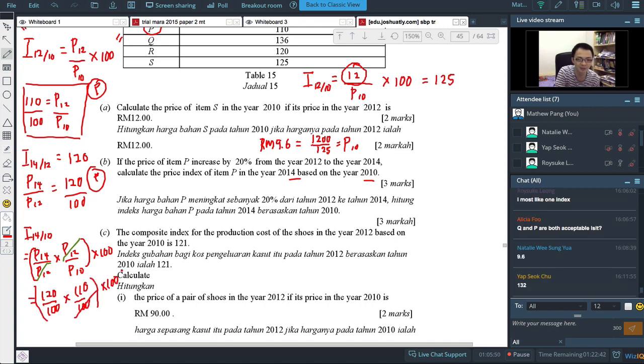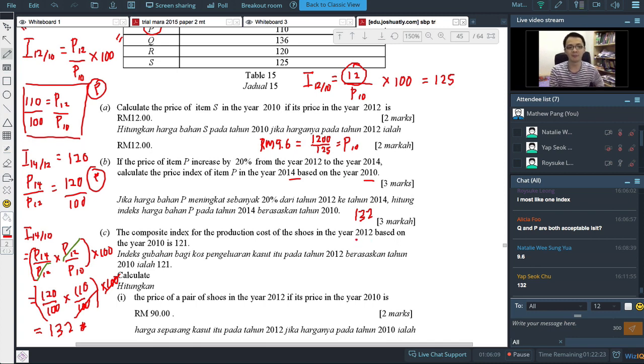Okay, then you simplify it. So you have 120 times 1.1, which is 132. Okay, very easy. So the index number here is 132. Alright, so let's move on.